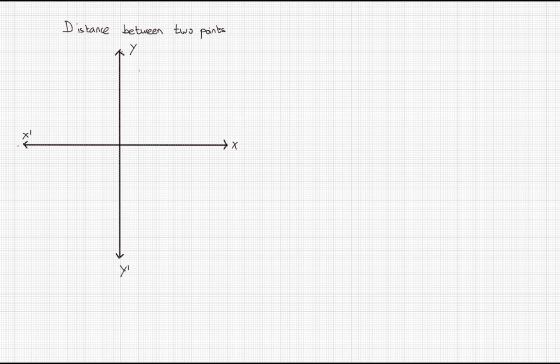Dear students, let us find the distance between 2 points P and Q in coordinate geometry. So let us mark 2 points, point P (x1, y1) and another point Q (x2, y2) in the graph sheet. Let us draw a straight line joining these 2 points PQ, and the distance PQ is what we need to find.